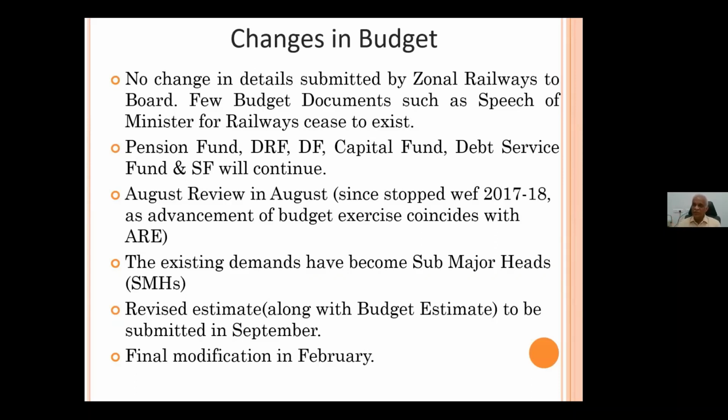This final modification stage will be done only in the month of February. In the month of February, by that time, you will be having April, May, June, July, August, September, October, November, December. So up to December, you are having actuals. So this final modification is done only for the current year.